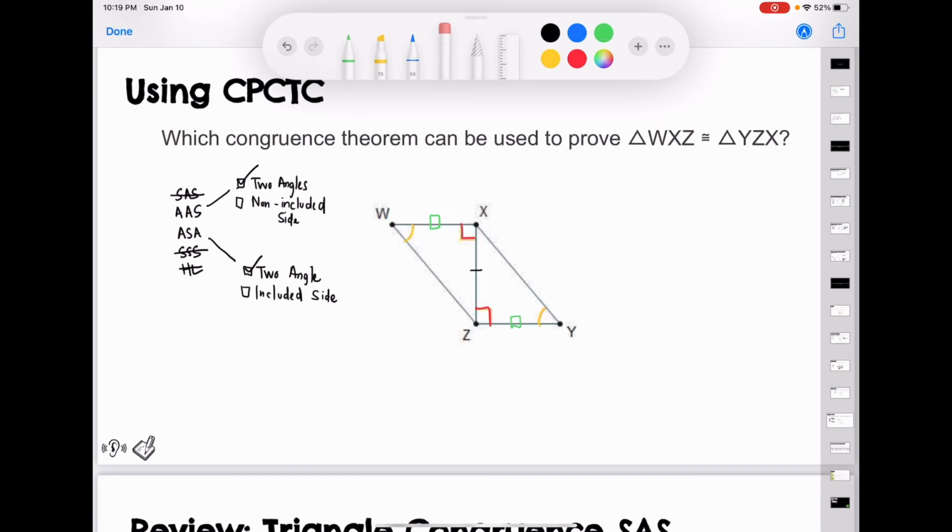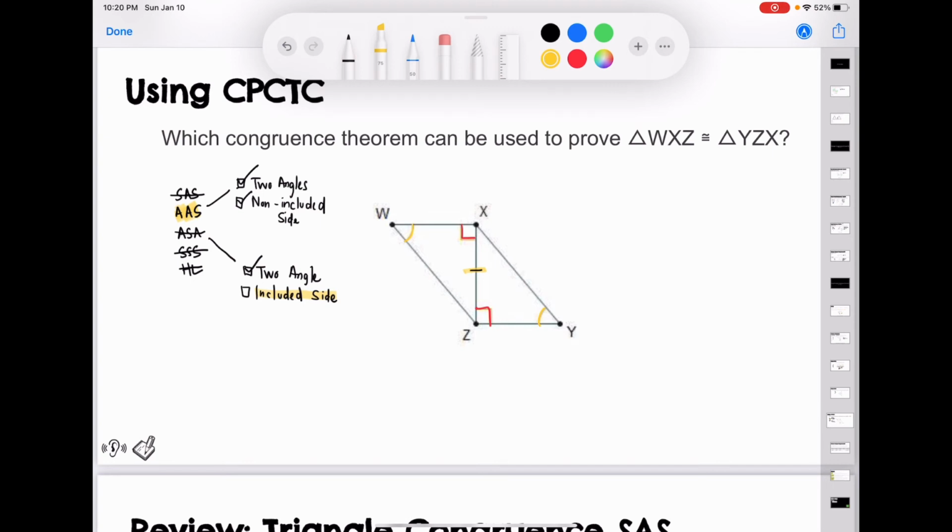Thus, I can justify that I wouldn't be able to prove that my included side is congruent, so I wouldn't be able to use this theorem. But can I prove that a non-included side is congruent? Well, as I see here, WZ, or ZW, is in fact a non-included side, which I see here is congruent. So therefore I can meet that criteria, and thus I can use the angle-side theorem to prove congruence.